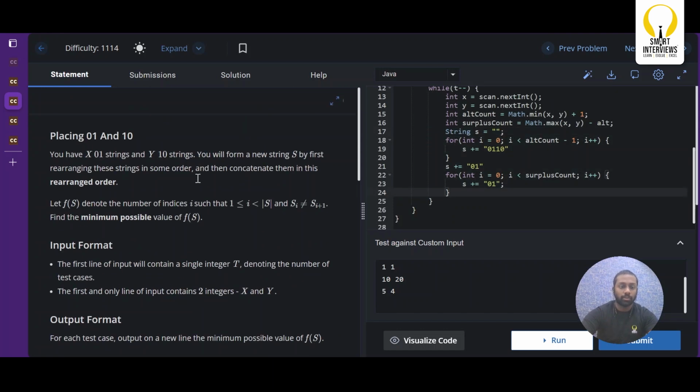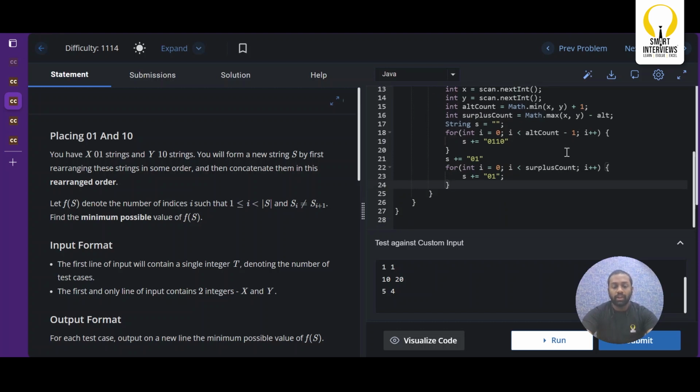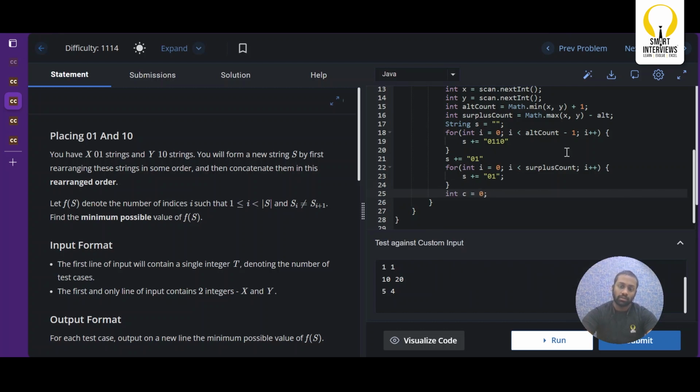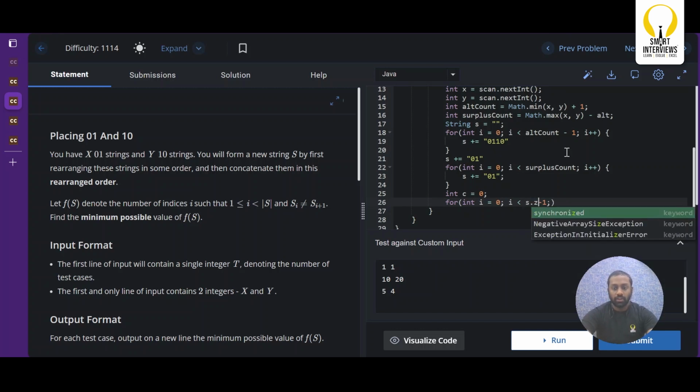Why am I calling it optimal? Because that will only yield me my minimum possible value. Now I need to find out f of s. So let's take int c for that. For int i equal to 0, I need to check the current character and next character. So I can start from the 0th character and end at n minus 1th character. Here n should be the size of the string, so let's take it as s dot length.